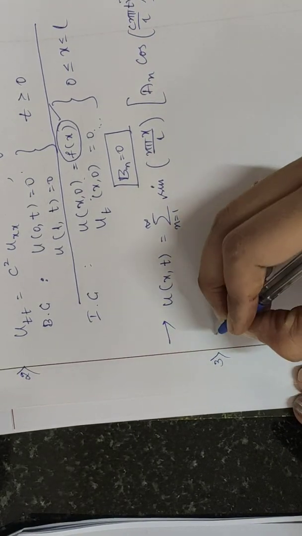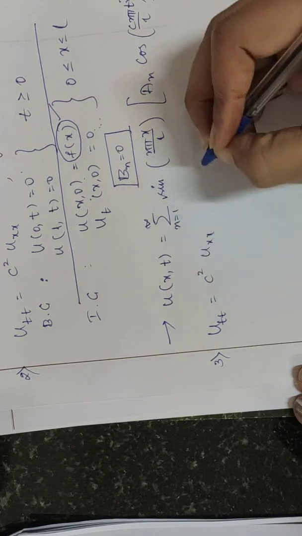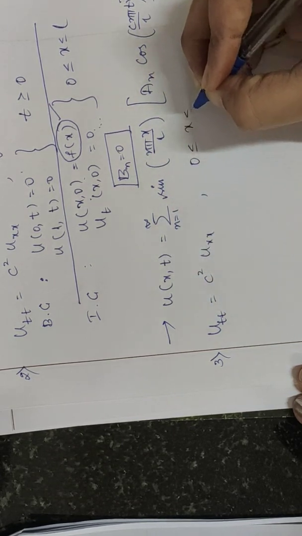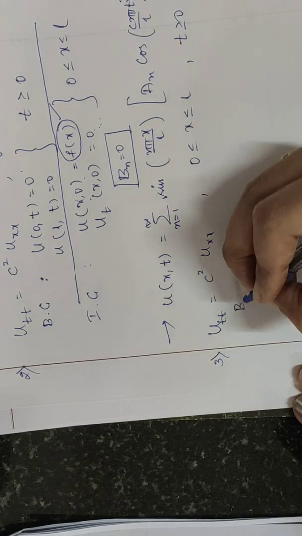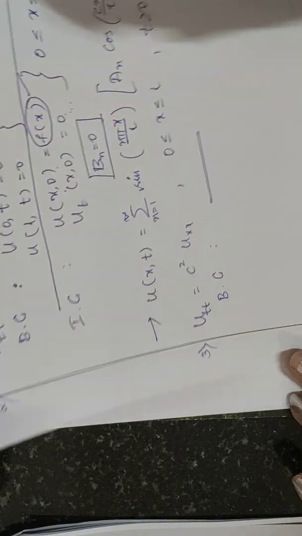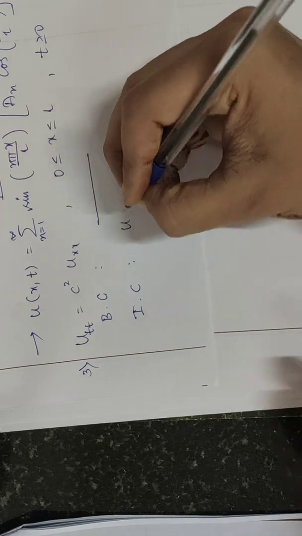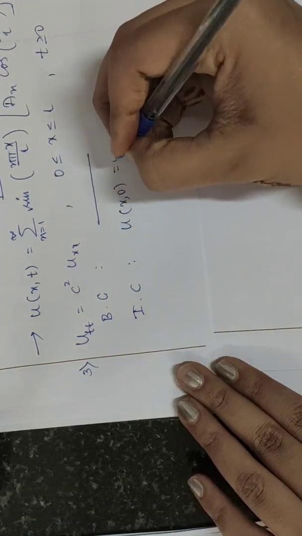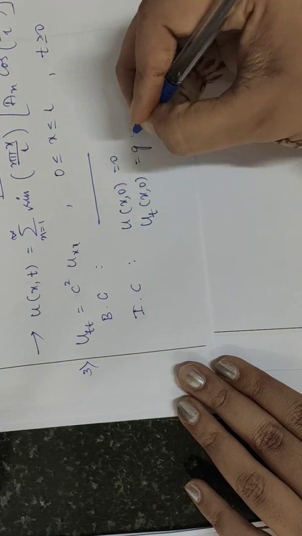So similarly the next problem is utt is equal to c square uxx, 0 less than or equal to x less than or equal to l, t is greater than or equal to 0. The boundary condition remains as it is here also, but you have a different initial condition, that is u of x comma 0 is 0 and ut of x comma 0 is g of x.